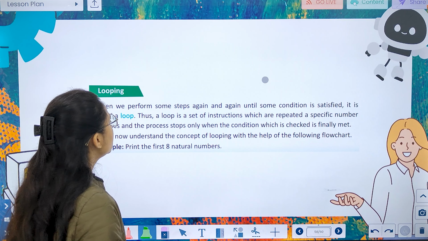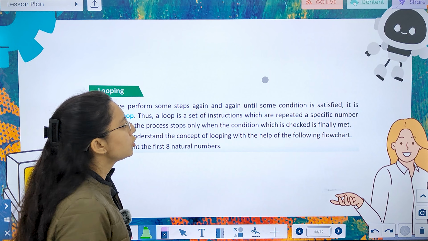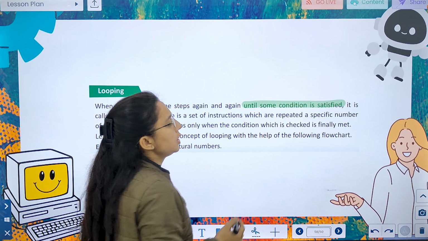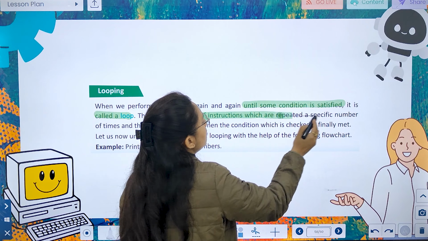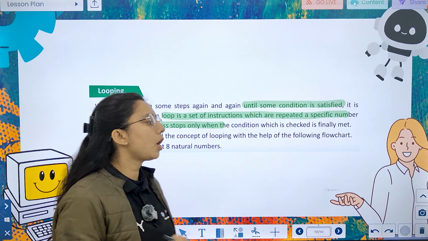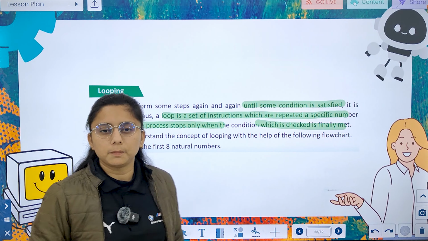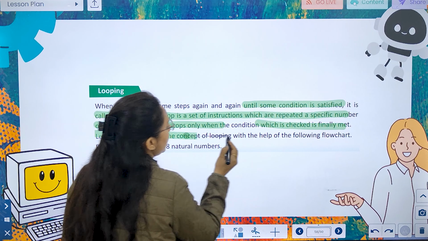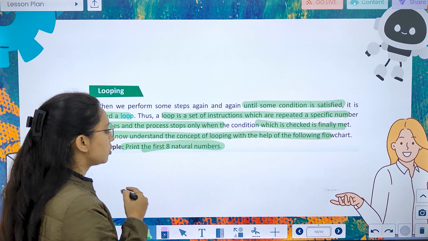Now looping. What is looping? When we perform some actions again and again until some condition is satisfied, it is called a loop. A loop is a set of instructions which are repeated a specific number of times, and the process stops only when the condition which is checked is finally met. Let us understand the concept of looping with the help of the following flowchart: print the first 8 natural numbers.